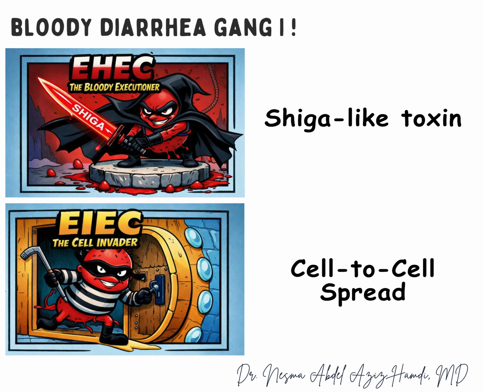Next is the master burglar, enteroinvasive E. coli, or EIEC. Like Shigella, it invades intestinal epithelial cells, escapes the phagosome, and spreads directly from cell to cell. The result is intense inflammation, ulceration, and bloody diarrhea with fever.